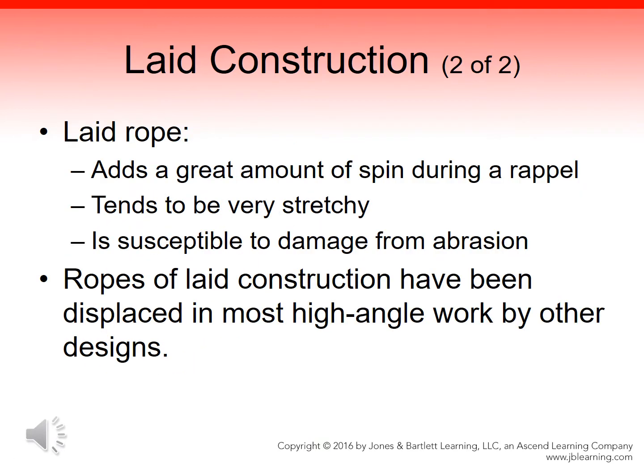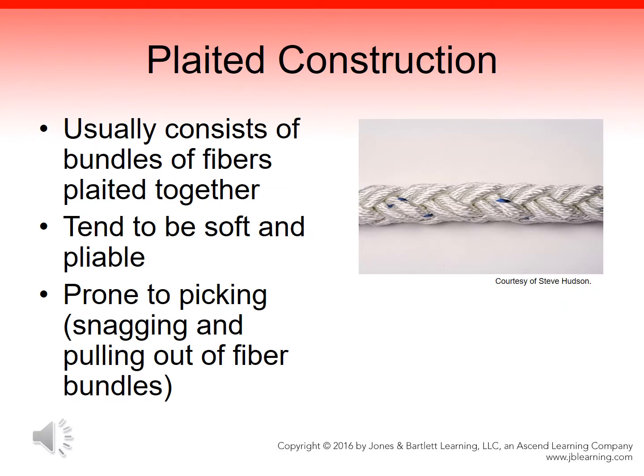Laid rope adds a great amount of spin during a rappel, which can be undesirable. It tends to be very stretchy and is susceptible to damage from abrasion. Ropes of laid construction have been displaced in most high-angle work by other designs. Plaited construction usually consists of bundles of fibers that are plaited together. They tend to be soft and pliable. They are prone to picking or snagging and pulling out of the fiber bundles.